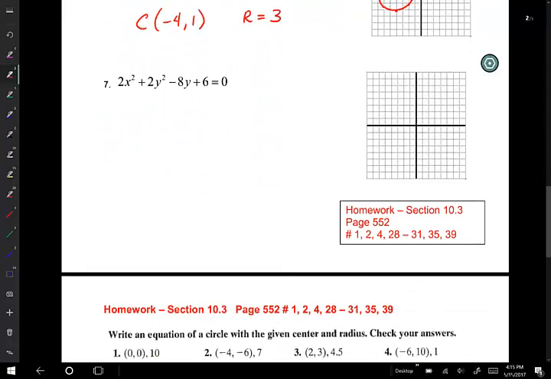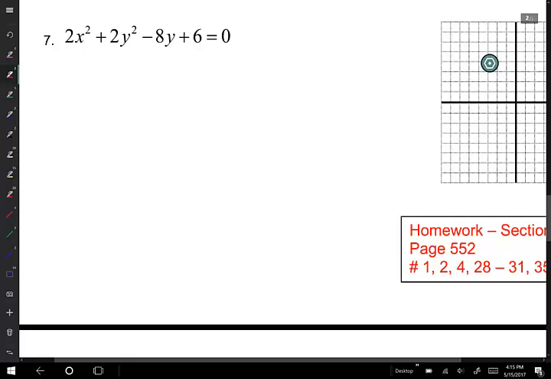All right, let's look at our last one. This is kind of creatively put on here, just to make sure you understand. You see it's 2x squared and 2y squared. That's still a circle, but since the coefficients in the front of each are 2, I'm going to divide the whole equation by 2 to make this easier to start with.